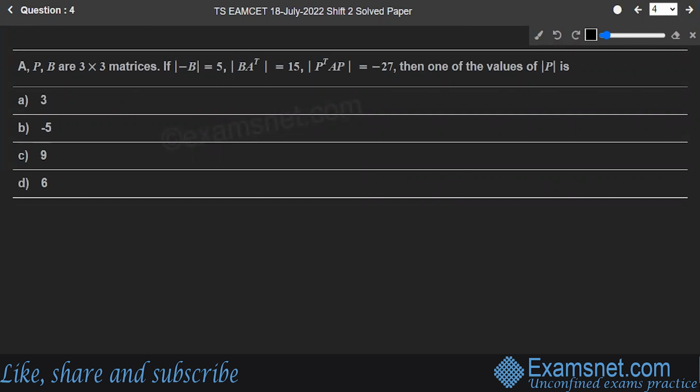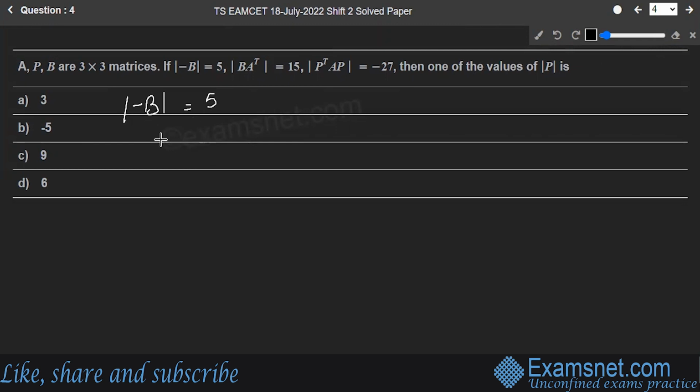It says A, P, B are 3 by 3 matrices. If modulus of minus B is 5, and determinant of B A transpose is 15, and determinant of P transpose A P is equal to minus 27, then one of the values of determinant of P is what? You are given that determinant of minus B matrix is equal to 5.